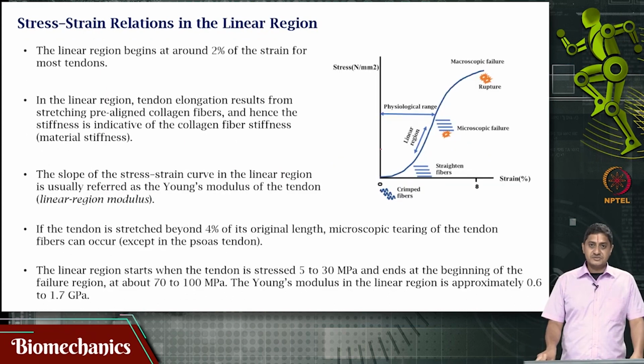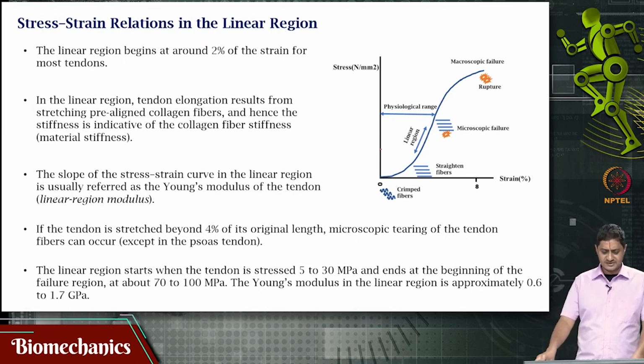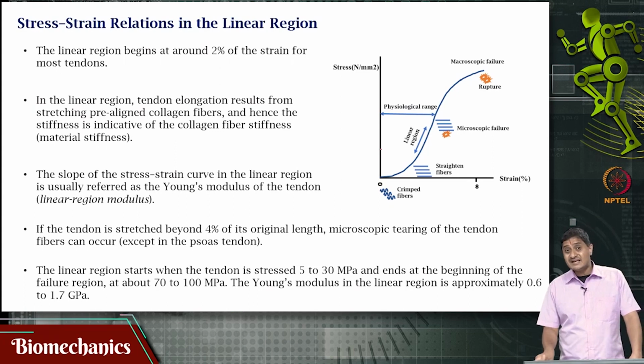For the linear region, right, in most of the tendons, the linear region begins at around 2% of the strain. I already mentioned in some cases it varies between 1.5 and 4%. So, the linear region can be assumed to begin at around 2% for most tendons. In this case, the elastic modulus is constant because the slope is a constant. That is why it is the linear region of the stress strain curve, right.